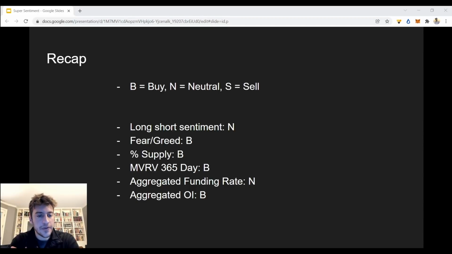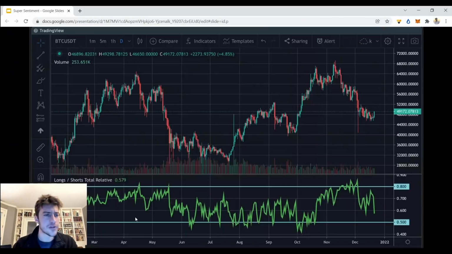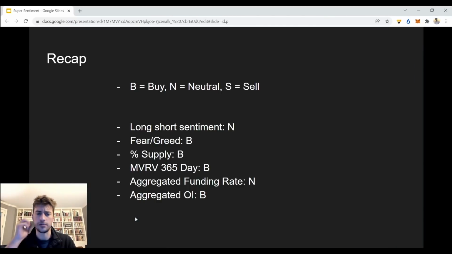Let's go over the recap. What you're looking at here are the current values today, and what do I think? Of the current indicators I showed you, I would say that long short sentiment is pretty neutral. Hopefully no one gets a seizure from that. With the value being at about 0.58, 0.57, that's pretty neutral to me. If anything, it's a little bit bullish.